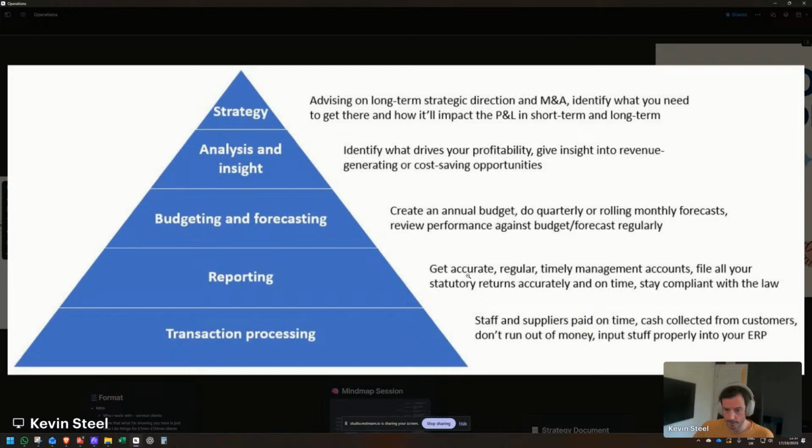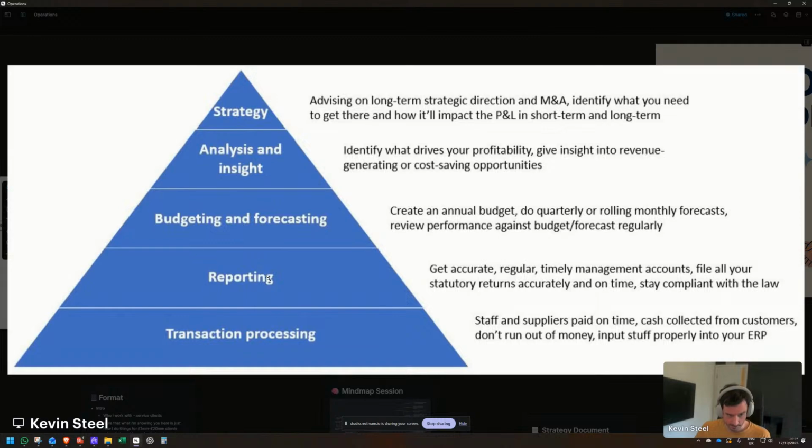This explains it pretty well. We look at the bottom, transaction processing. That's what a bookkeeper does. Reporting, that's what an accountant does. Transaction processing is bookkeeping, maybe payments, etc. Reporting might be some basic management accounts, your compliance, your payroll, your VAT, your tax efficiency advice, etc.